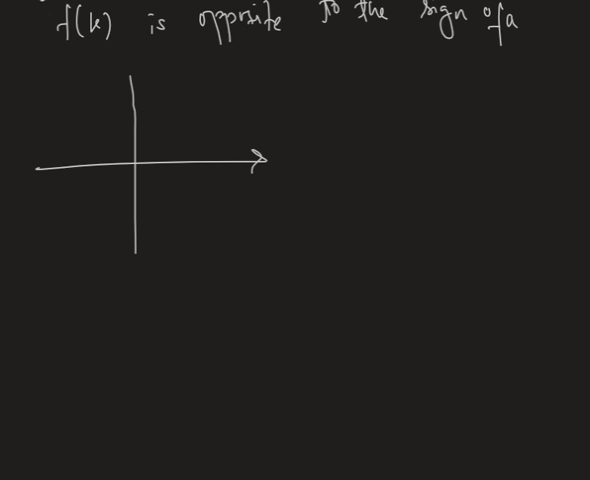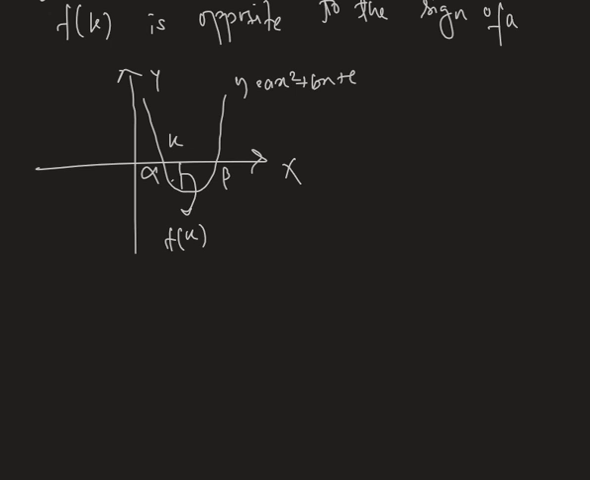So these are the two axes, this is y and this is x, and this is our curve, y equals ax squared plus bx plus c, which is evidently a parabola. And this is alpha, this is beta, and here we get k, and this is f(k).